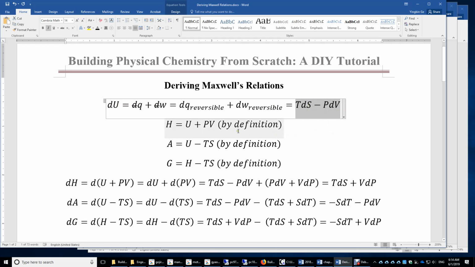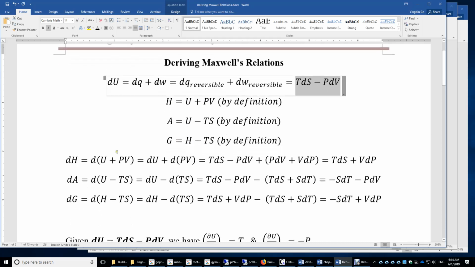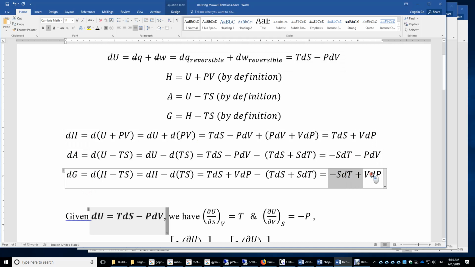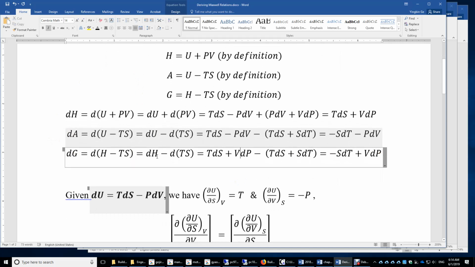By definition, we have H equals U plus PV, A equals U minus TS, G equals H minus TS, and then we can derive the differential forms of H, A, and G correspondingly. dH equals TdS plus VdP, dA equals negative SdT minus PdV, dG equals negative SdT plus VdP. We will use dU, dH, dA, and dG to derive the four Maxwell relations.